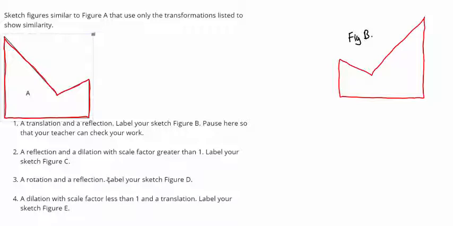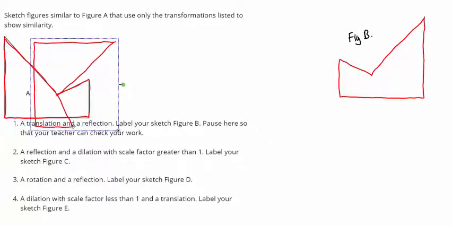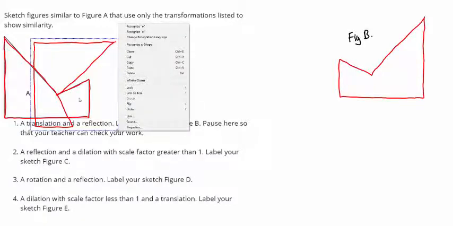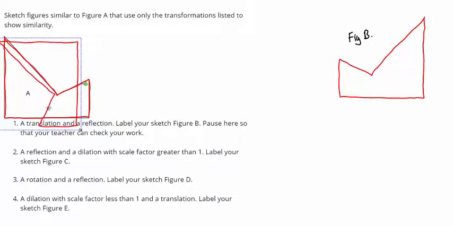Next one, a rotation and a reflection. So first, we're going to rotate. We'll just rotate it 90 degrees about that point right here. And then we're going to reflect over this line right here. Actually, reflect it that way. Reflect it left and right.